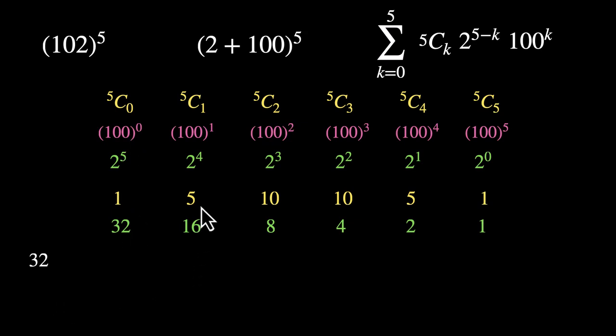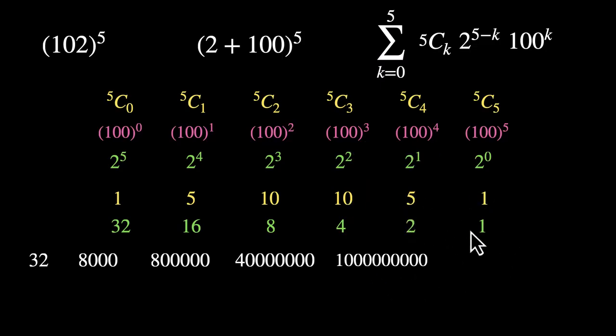Then we have 5 times 16, that's 80. 80 times 100, that's 8,000. Then we have 8 times 10, again 80. Times 100 square, that's 4 zeros. So 80 and 4 zeros, which means 8 and 5 zeros. 8 followed by 5 zeros. Then we have 40 followed by 6 zeros. So 4 followed by 7 zeros. 10 followed by 8 zeros. So 1 followed by 9, and then 1 followed by 10 zeros.